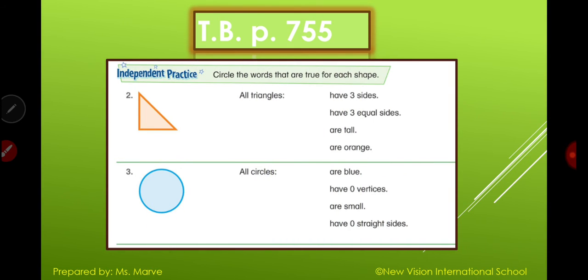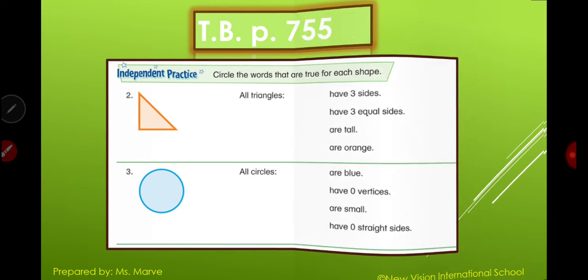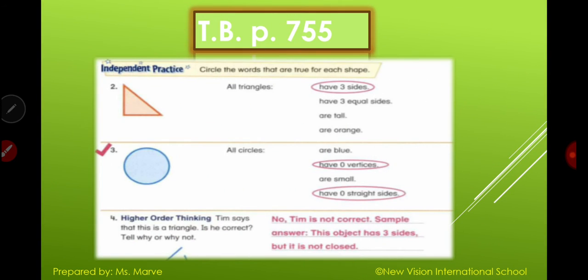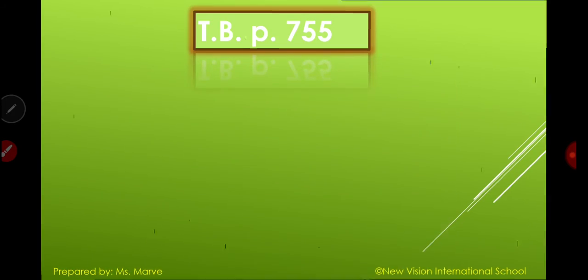Okay, next. Circle the words that are true for each shape. We have triangle and circle. Read it and analyze, then answer it alone. Start. Very good. So let's check your answer. There. You can also include number 4 and state your answer. Great.